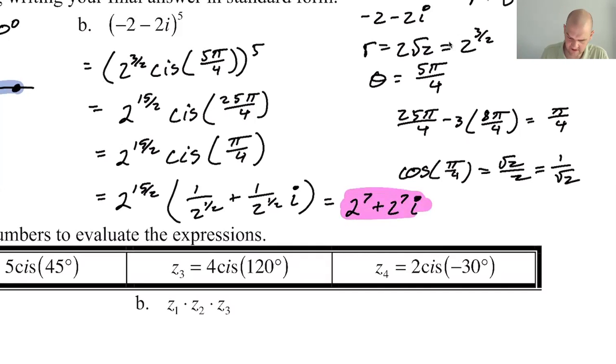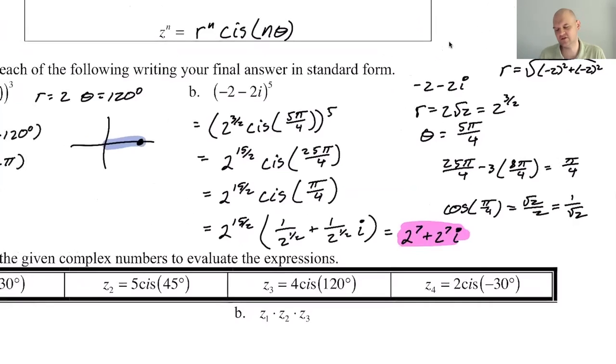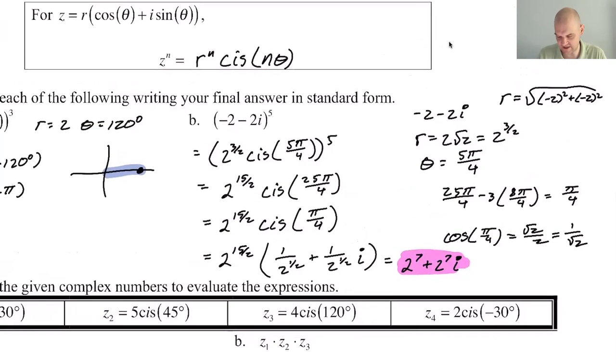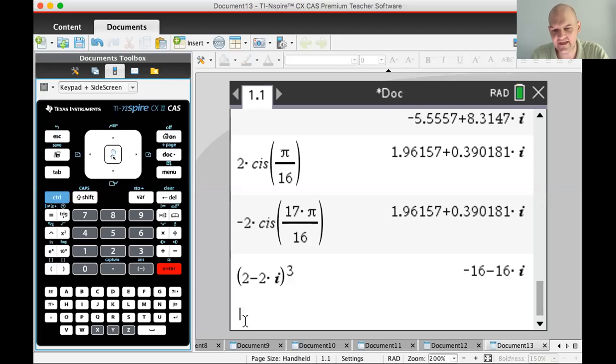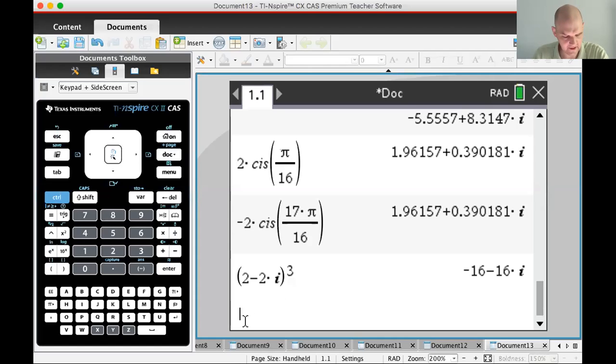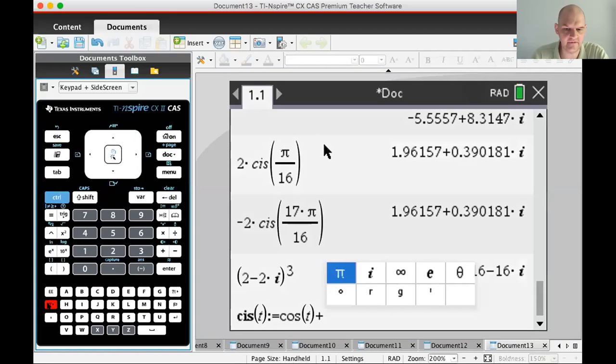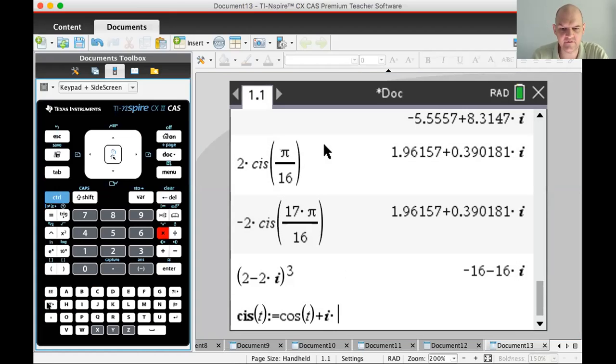I'm going to check it on the calculator and make sure. 2 to the 7th, do I know that? 2 to the 5th is 32, so 64, so 128. This should be 128 plus 128i. We'll find out. So let's switch over to the calculator. The calculator doesn't care if you give it something big to do. Do I have cis defined? Oh, I do. If you don't have cis defined, you would define cis of t as cosine of t plus i times sine of t, using the pi key for i.